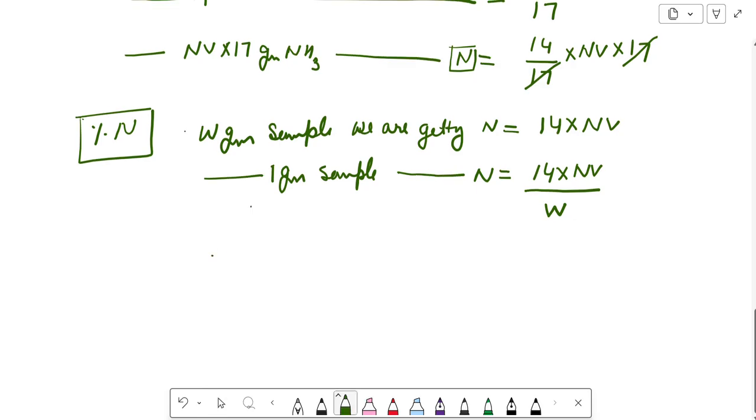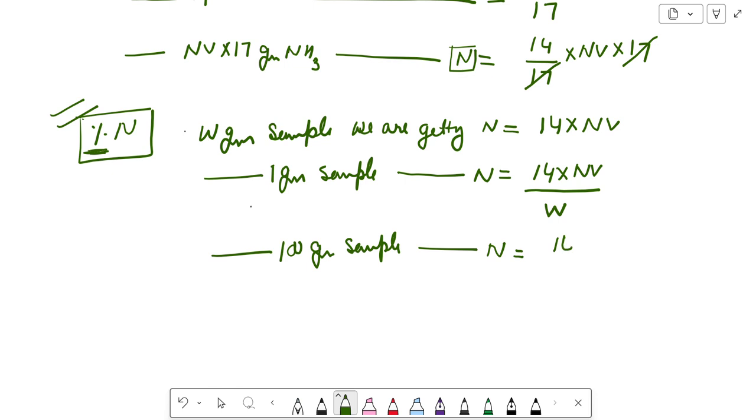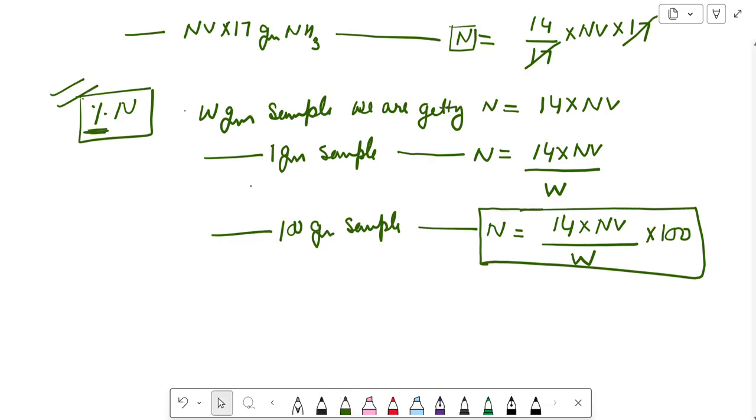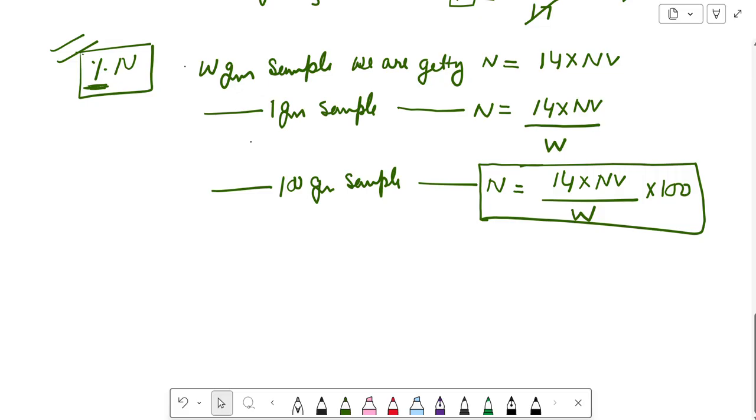Now, because we are calculating the percentage of nitrogen, we have to take the sample weight 100 gram. So suppose we have 100 gram sample. So in 100 gram sample, the nitrogen will be 14 into NV upon W into 100. So that is our actual formula of percentage of nitrogen. Here V is the volume of H2SO4 which reacts with ammonia, that should be in liter.